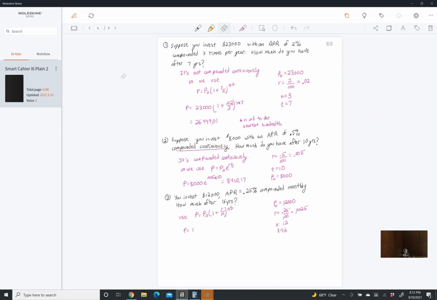So we get P is equal to 12,000 times 1 plus 0.0025 over 12 to the power of 12 times 16. Okay, and if you plug this into your calculator, you're going to get P is equal to $12,489.68. Okay, which again makes sense. It's such a small amount of interest that after 16 years, you're really not going to make that much money. Let's do one more.